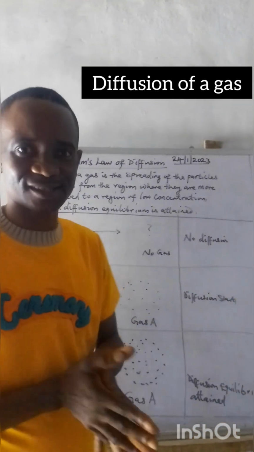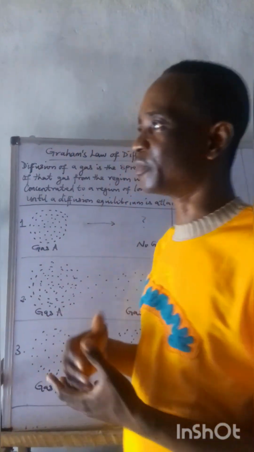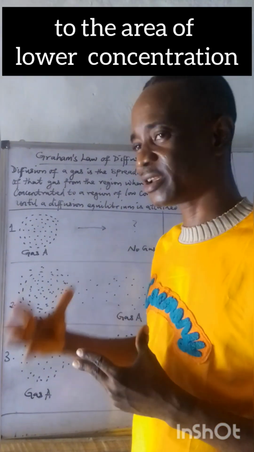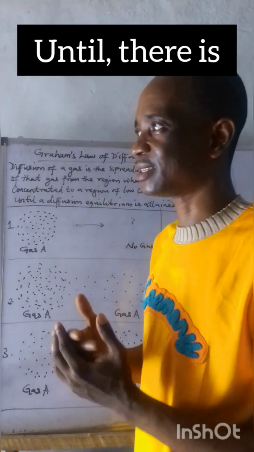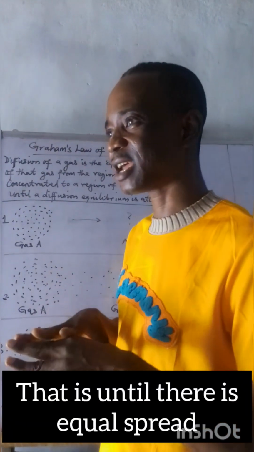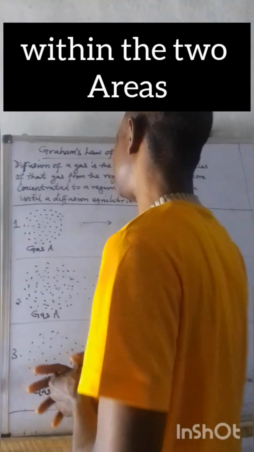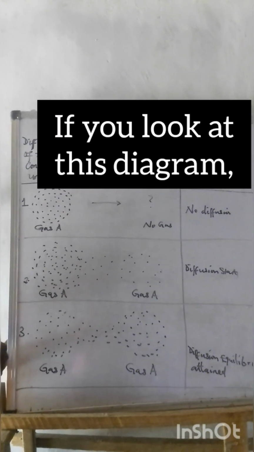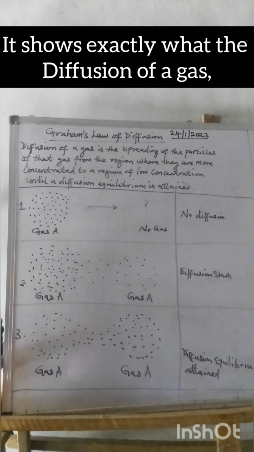Diffusion of a gas is the spreading of the gas, or movement of gas particles, from the area of high concentration to the area of lower concentration until there is a diffusion equilibrium. That is, until there is equal spread within the two areas. So, if you look at this diagram, it shows exactly what diffusion of a gas entails.